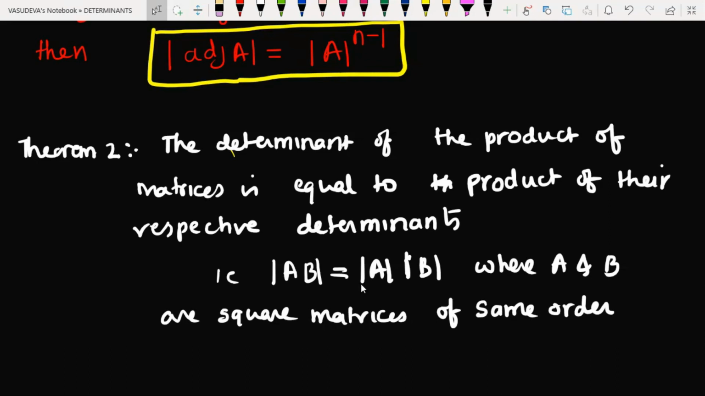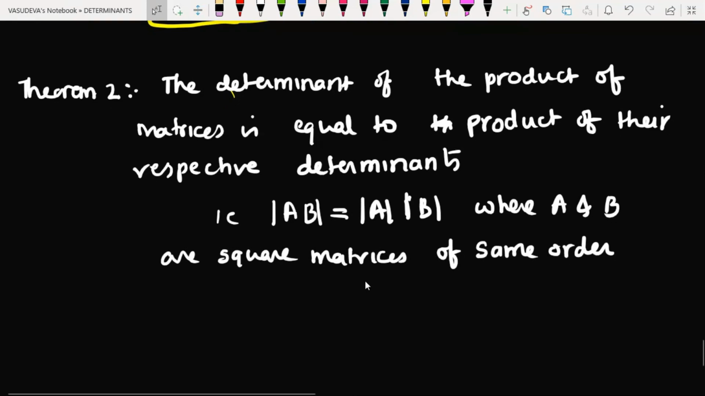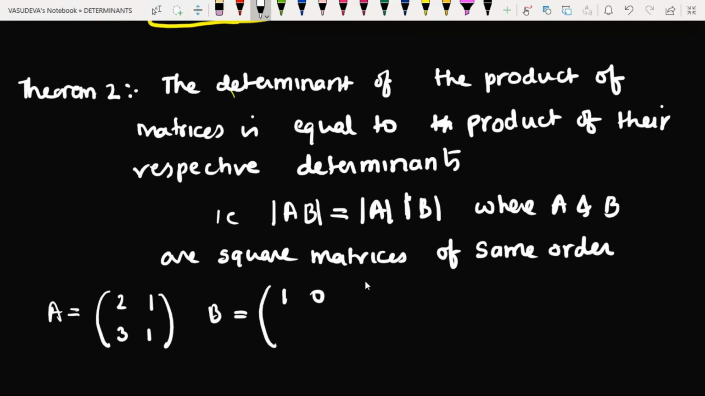So these results are given in our textbook without proof, so we can take them directly. Of course, I will verify by taking 2 by 2 matrices. Let A be the matrix [2 1; 3 1], and B be the matrix [2 0; 0 2]. What is the determinant of A?